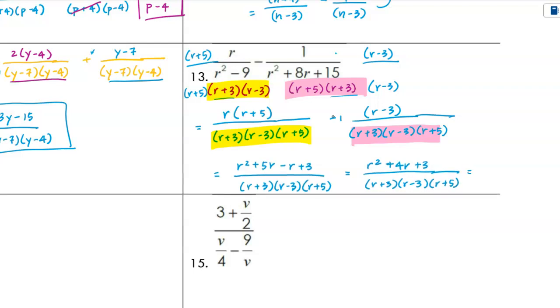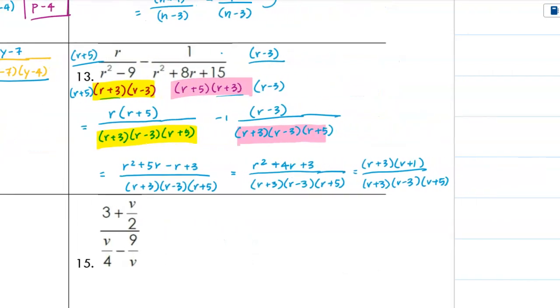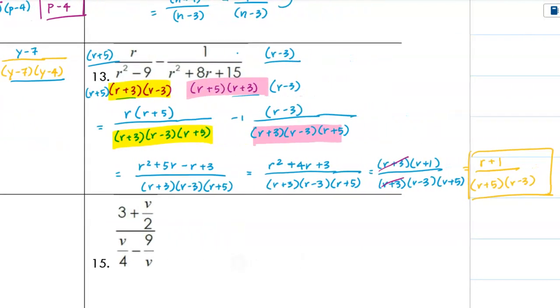Now, if I look at that numerator, that's factorable, guys. R plus 3, r plus 1. R plus 3, r minus 3, r plus 5 in the denominator. Okay, can we simplify? Yeah, we sure can. R plus 3 could be simplified. So this ends up becoming r plus 1 over r plus 5 and r minus 3. And I'm just going to write it like that. I like to put the pluses in the front. Good job, guys.